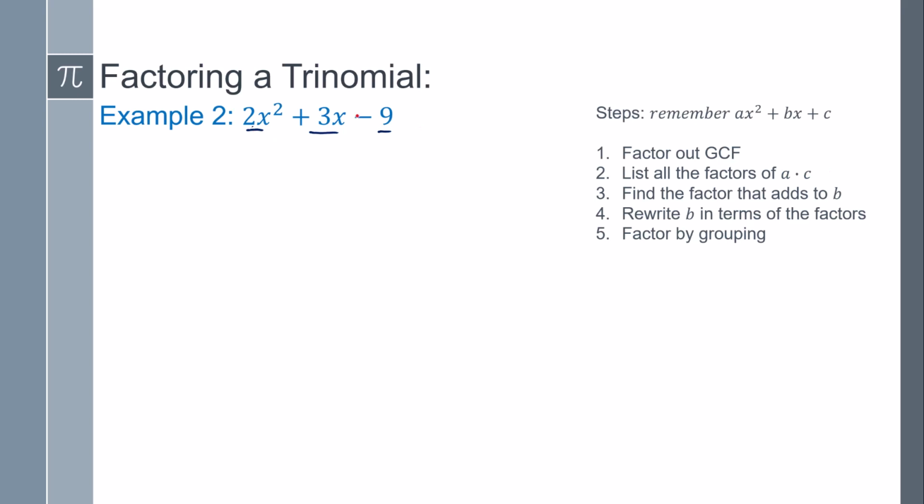So now list all the factors of a times c. So a times c, 2 times negative 9, negative 18. Let's list all the factors: 1 and 18, 2 and 9, 3 and 6. Now which combination is going to give me a positive 3? Negative 3 and positive 6. If you multiply those, you're going to get negative 18. So now I'm going to rewrite b in those terms.